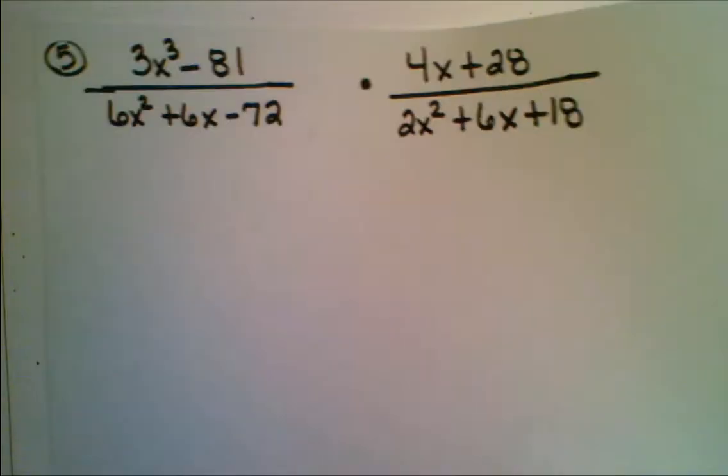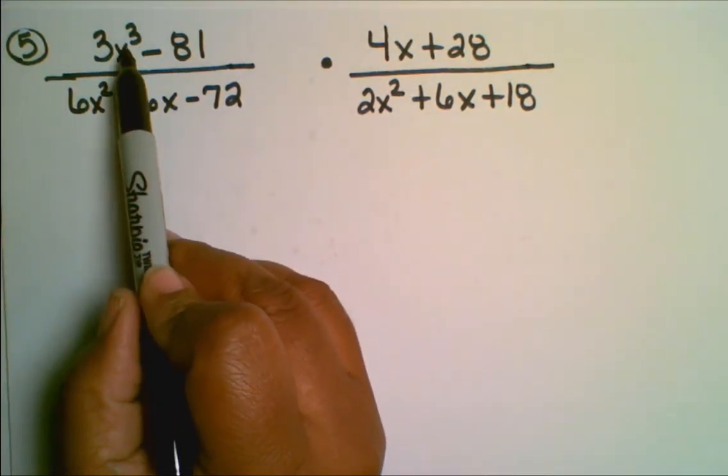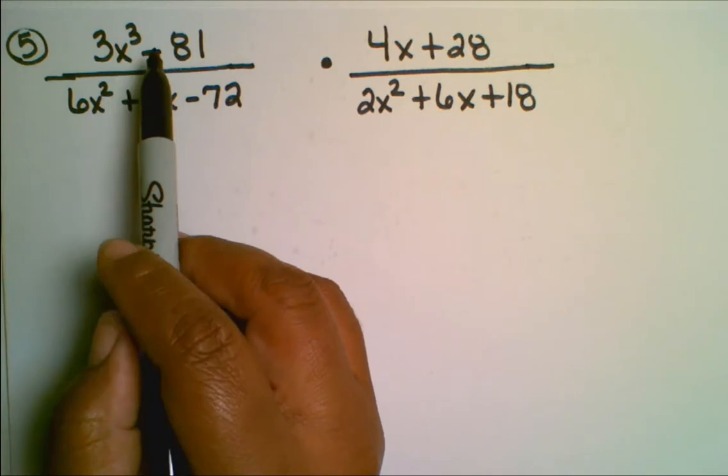Question 5. We have 3x cubed minus 81 all over 6x squared plus 6x minus 72 times 4x plus 28 all over 2x squared plus 6x plus 18. So let's look at the first fraction, the binomial. Look at that power. It's a 3. So that means we're going to be using the cubes pattern.